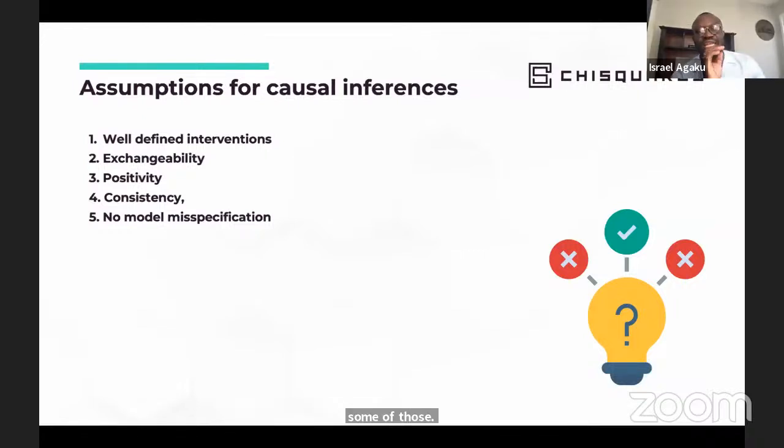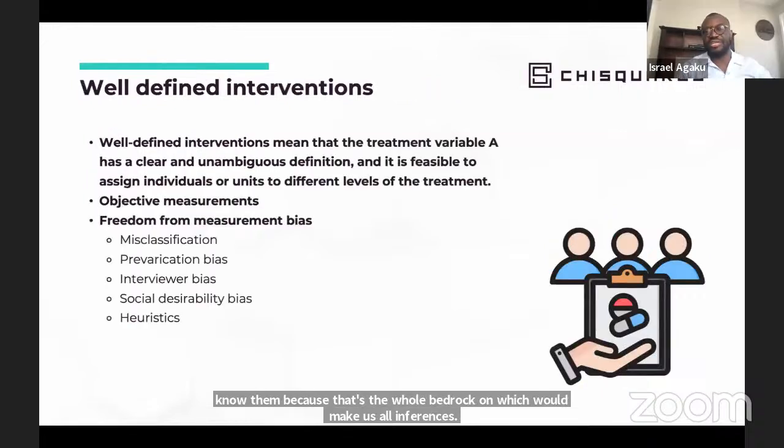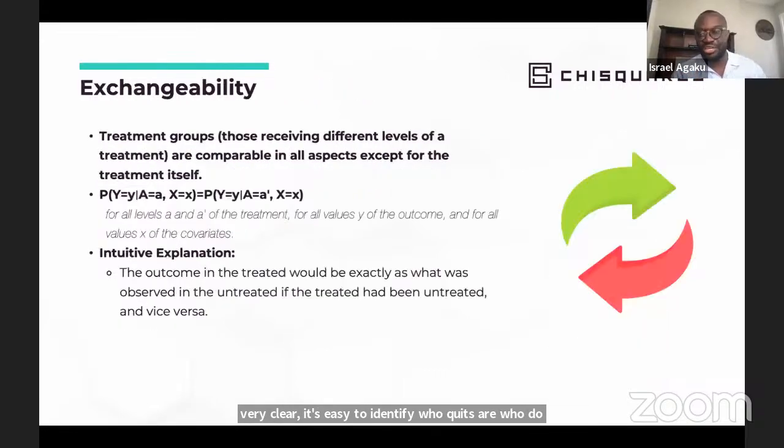Let's just talk about the assumptions for causal inference, because you really need to understand this. This is the crux of causal inference. The good news is that these assumptions are more philosophical, but it's good for you to know them because that's the whole bedrock on which we make causal inferences. The first one is that you have well-defined interventions. In this case, the individual quit smoking or they did not quit smoking. It's easy to identify who quits and who did not, and there is no misclassification or measurement error. That is pretty straightforward.